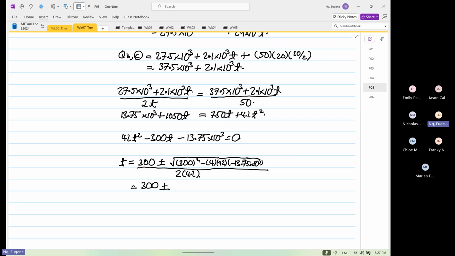(42 times 13.75 to the power 3 times) 1.549 times 10 to the power 3, and then the whole thing divided by 84. So this will be 300 plus 1.549 to the power 3 divided by 84, which is 22.011 millimeters.